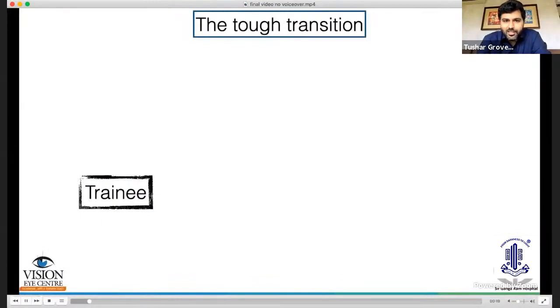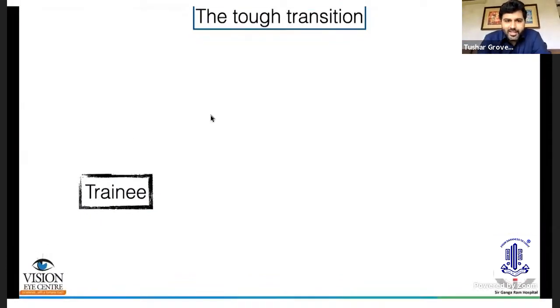So it's a tough transition for us. We were trainees a couple of years back, trying to learn to manage our own complications, and now having to confidently manage other people's complications. So I'll be presenting 3 case scenarios where the issue was with the capsular excess.